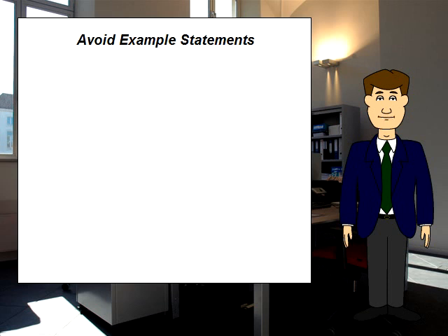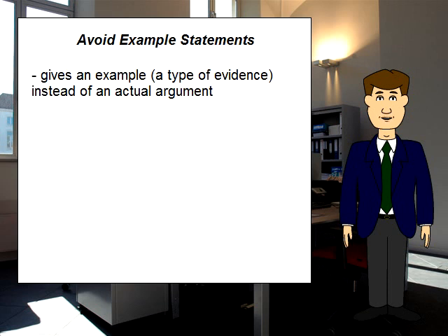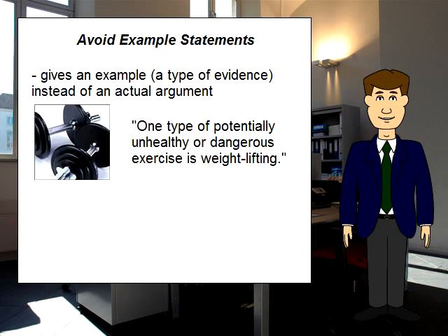Example statements are another problem. These statements do not make a concise argument. Instead, they just share an example, which is actually a form of evidence. Check out this sentence. One type of potentially unhealthy or dangerous exercise is weightlifting. The phrase, one type, shows that the statement is an example.